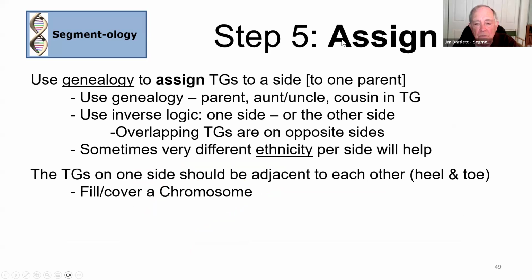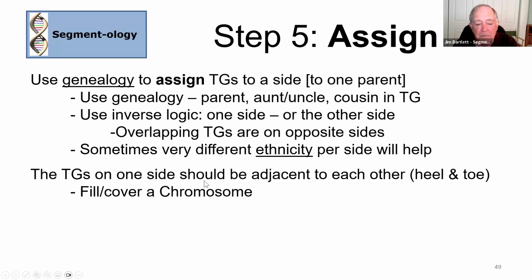So the next step, the fifth step, is to assign these things to your mom or your dad. You have to use genealogy to do that. Maybe you could use ethnicity. I have a stepson that has 50% English ancestry and 50% Ashkenazi Jewish. So it's pretty easy to look at all of their shared matches and tell which ones are Jewish and which ones are English. I can pretty much tell the two sides there.